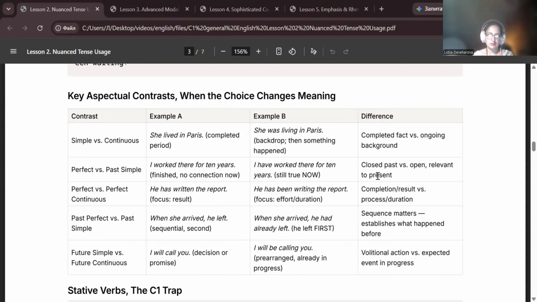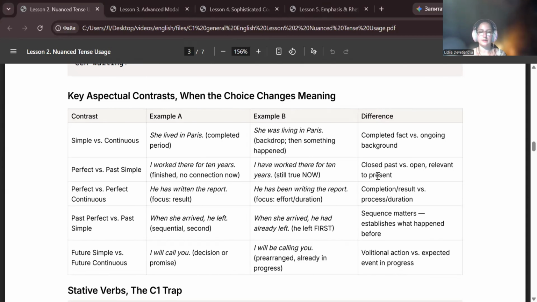Completion result versus process duration. Past perfect and past simple. When she arrived, he left. It's sequential. There is a second action, yeah?